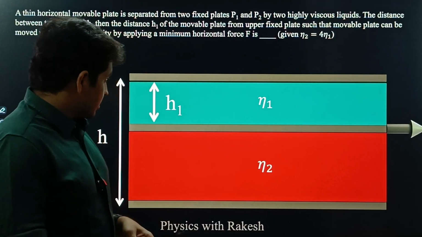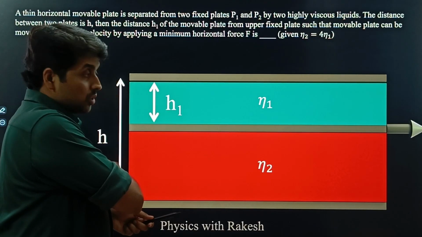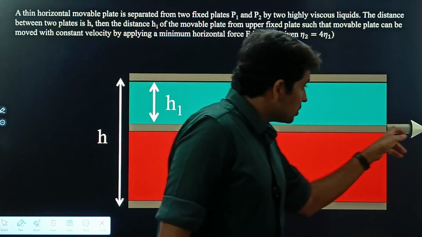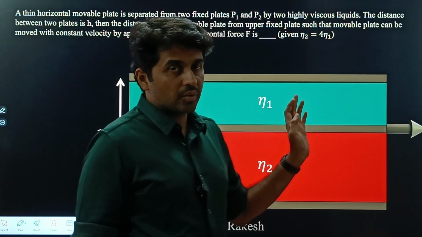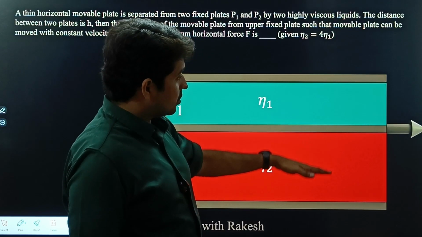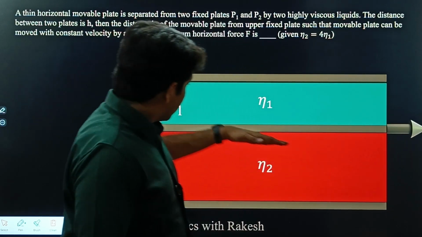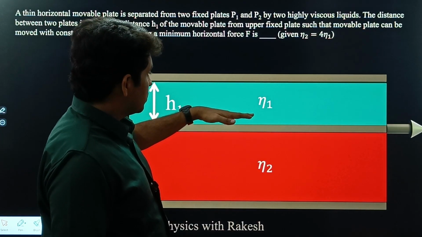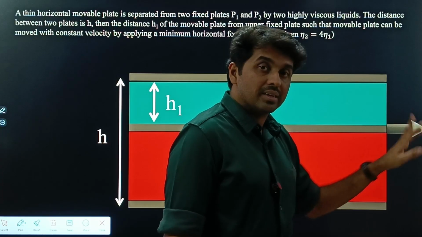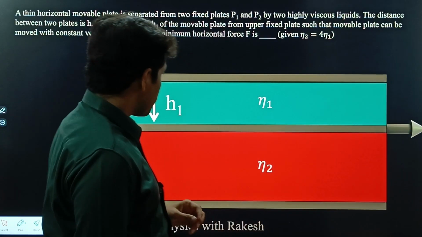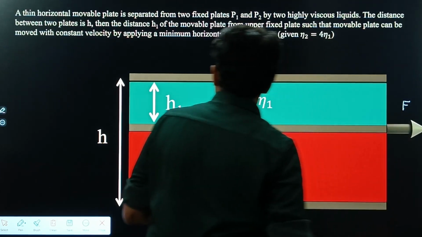The question asked is, what should this h1 be in terms of h, so that we can move this with constant velocity with the minimum force possible. For different placements of this plate, the force will have different values. So where should we place this plate from the top one, so that the applied force to move it is less? If this force is F, let us just write the expression.